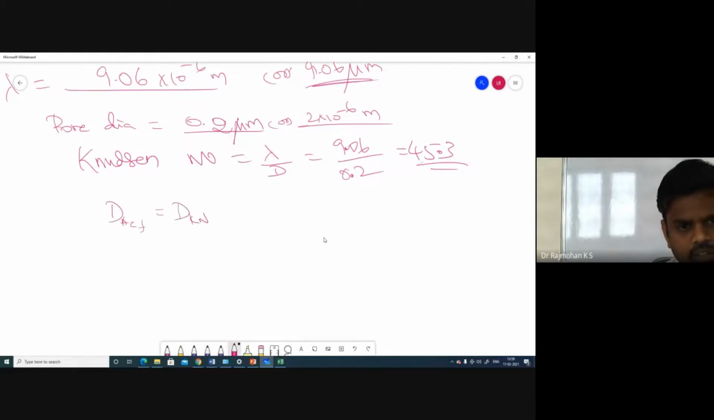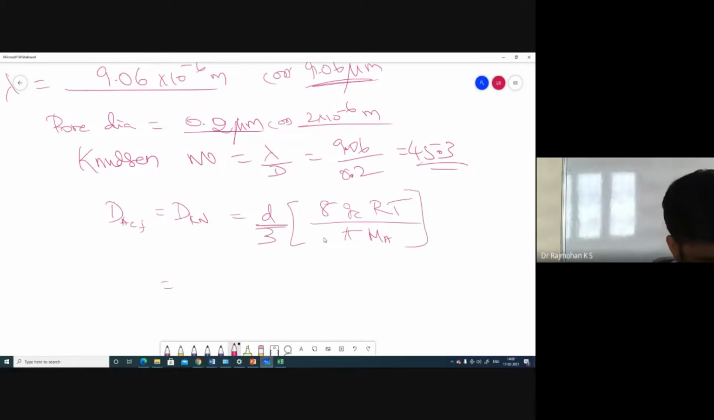So D Kn is given by the formula. So substitute the formula. Same, no? Almost. Diameter is going to be the same. Diameter by 3 into the square root of 8 Gc RT by pi into MA. So it is 1.18 into 10 power minus 4.